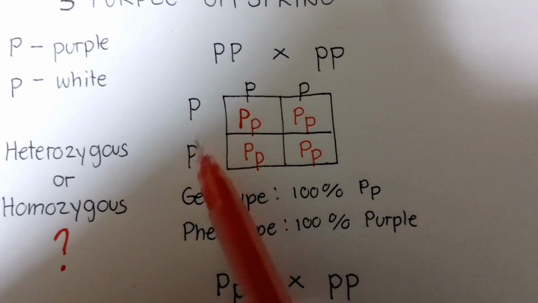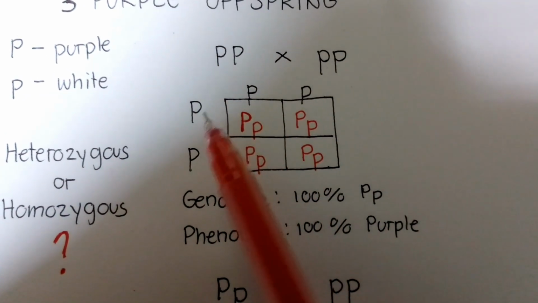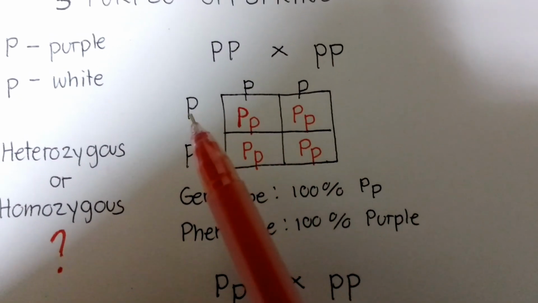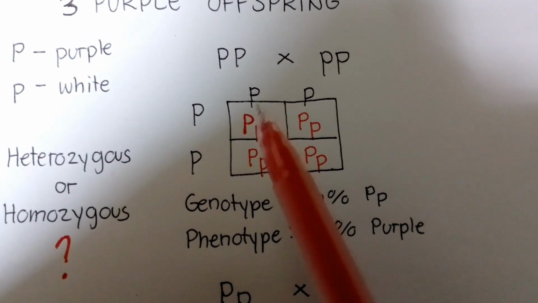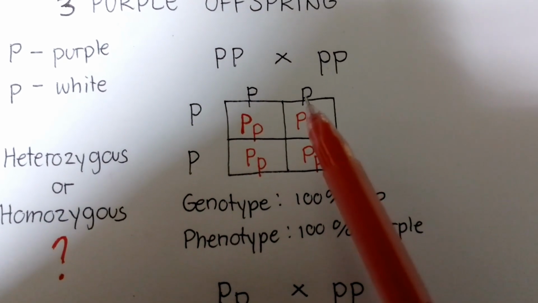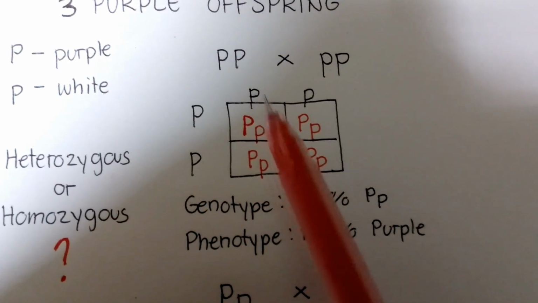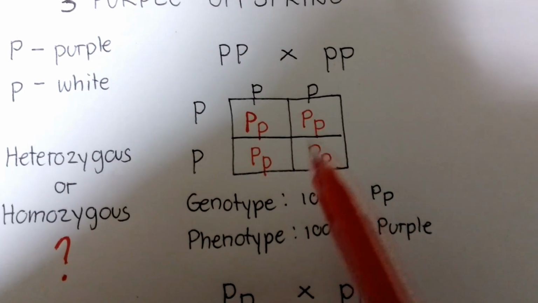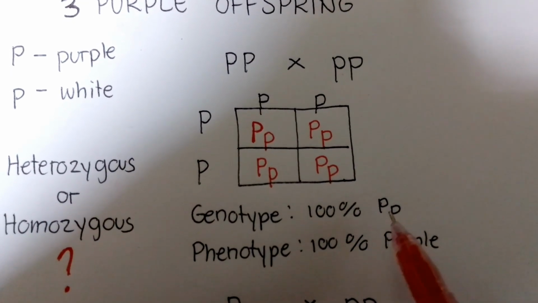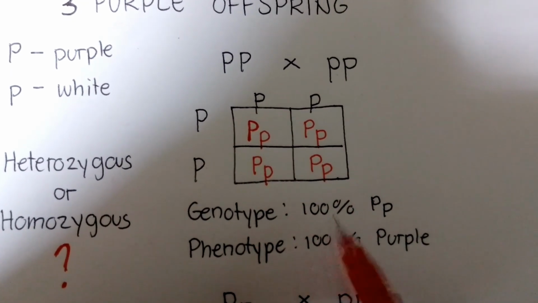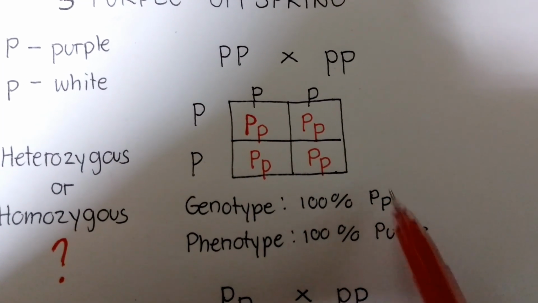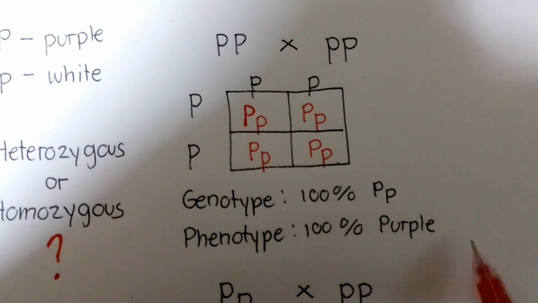So capital P is the first dimension, here, and the second dimension is on top. Capital P, small p equals heterozygous dominant. Capital P, small p, heterozygous dominant, and so on for all four. So your genotype is 100% heterozygous dominant. How about your phenotype? Since the genotype is 100%, the phenotype is also 100%. Since it is dominant, which is purple, we put purple here.